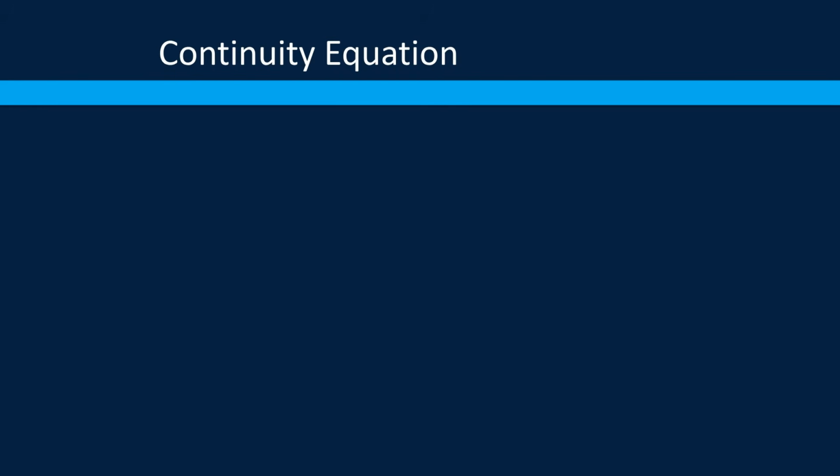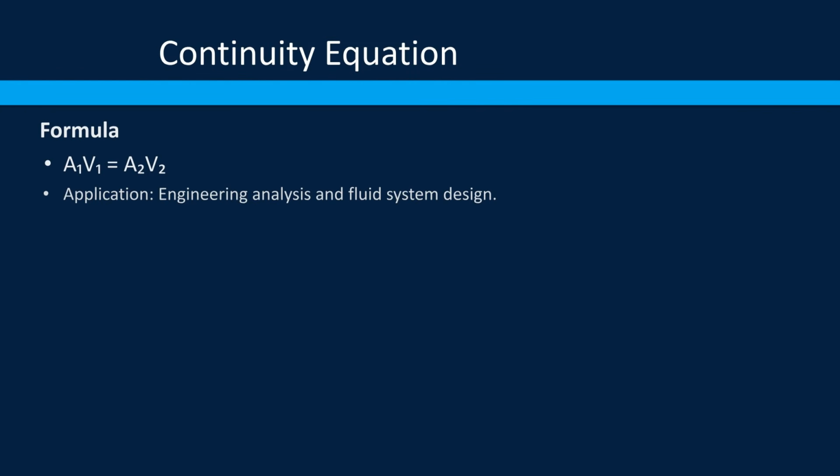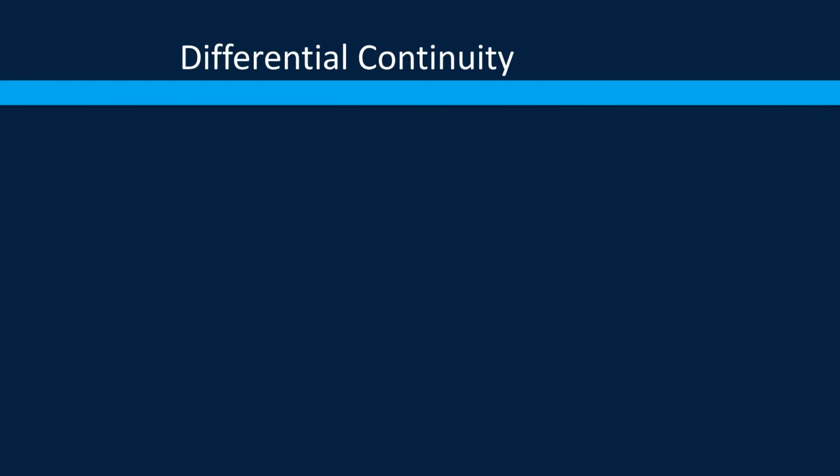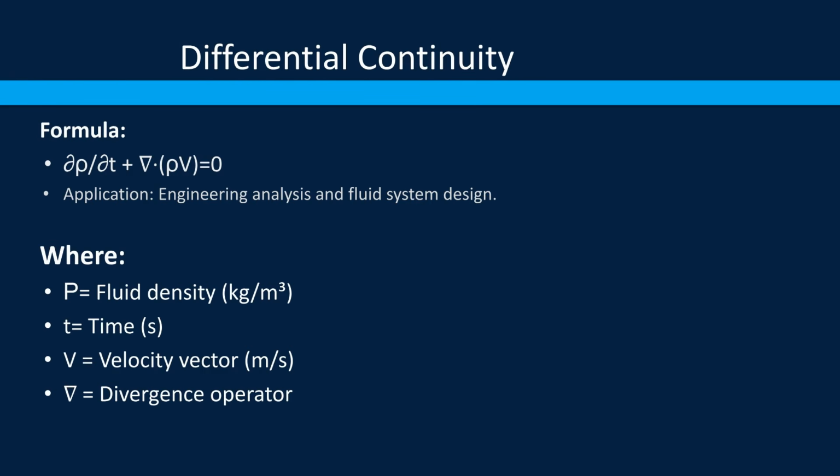Now we examine the continuity equation. Represented by the formula A1V1 equals A2V2, it is a primary tool for engineering analysis and designing efficient fluid systems. For more complex scenarios, we use the differential continuity equation. This accounts for variations in fluid density, time, and the velocity vector across the divergence operator.